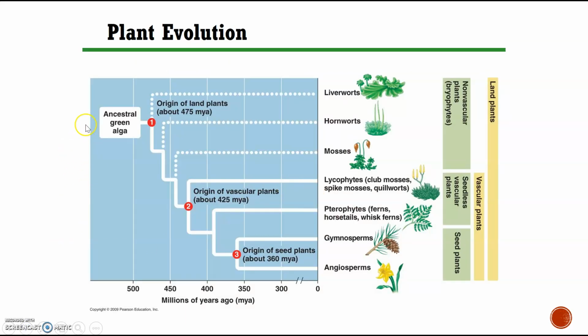So just a real quick review. We started out with our ancestral green algae. All right, we had our non-vascular plants, then our vascular non-seed plants, our mosses, club mosses, and our pterophytes and ferns, and then our gymnosperms, and finally the angiosperms that we're talking about today.